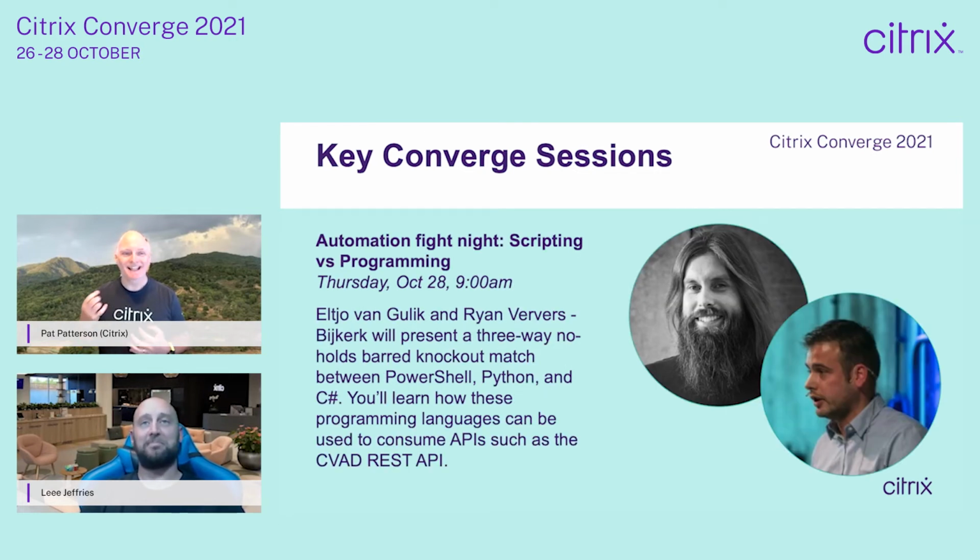Then the second session I would direct you to is on Thursday at the beginning of the program, 9 a.m., an automation fight night, scripting versus programming. So this will be really fun. This is Eltio and Ryan from our partner RawWorks. They did a similar session last year, and it was the most viewed session of Converge. So they'll be talking about PowerShell, Python, C#.